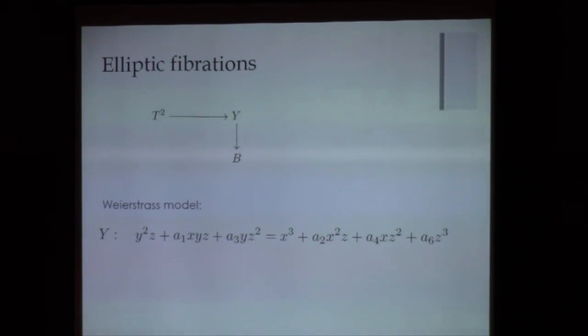So this is an elliptic fibration. You have a total space and a base, and the elliptic curve is moving over the base, and as it moves, it can have singularities. This is the typical equation for an elliptic curve. It's called a Weierstrass model. Any genus 1 curve with a section, even if it comes in a family, can be written in this way.